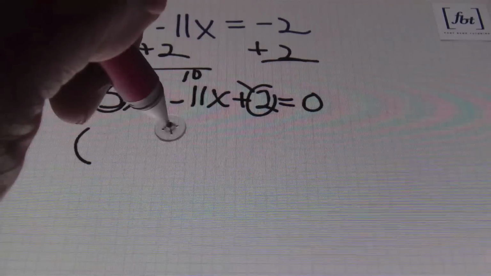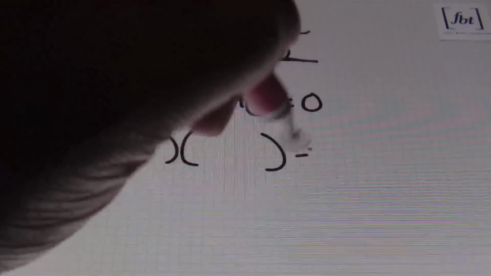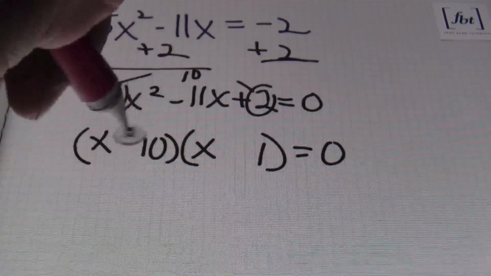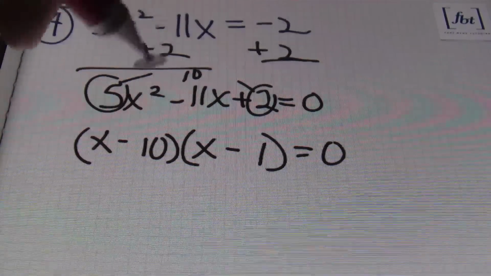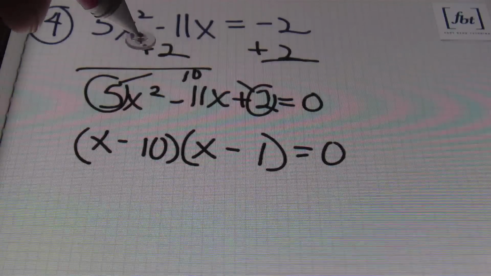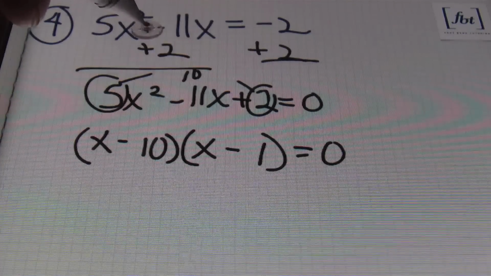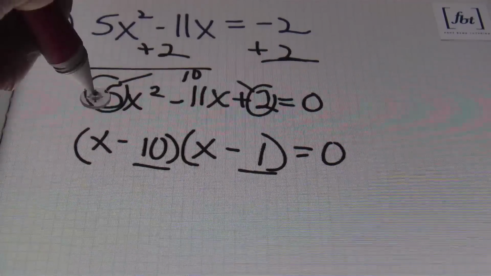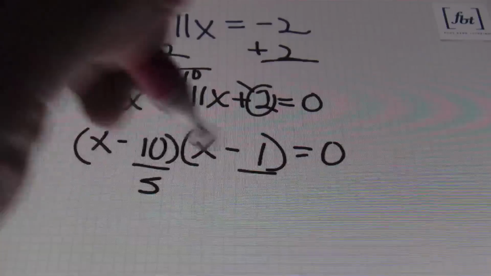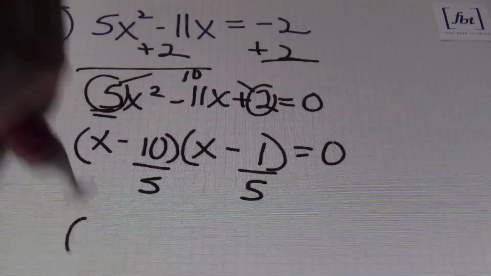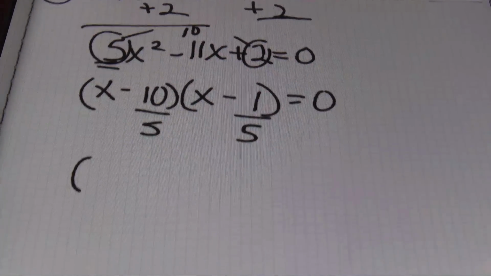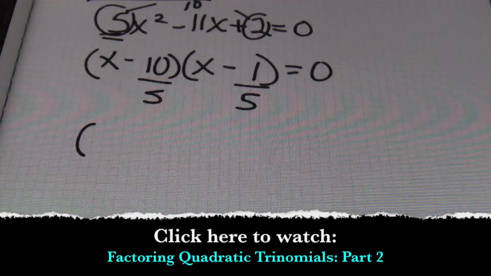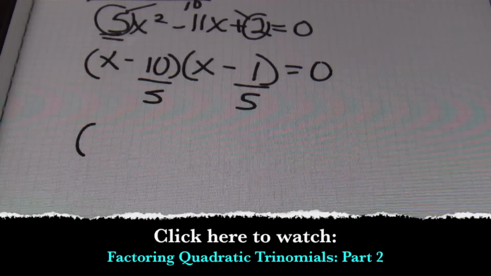So I'm going to open up two sets of parentheses. I'll have my variable x, I'll have 10 and 1, and both of these will need to be negative. So these two numbers will multiply to give me positive 10 and also add to give me negative 11. Once I have this initial framework set up, I'm going to divide both of these values by that leading coefficient of 5. Now, this technique, ladies and gentlemen, I have plenty of examples on in my Factoring Quadratic Trinomials Part 2 video, so check that out if you've never seen it done this way.